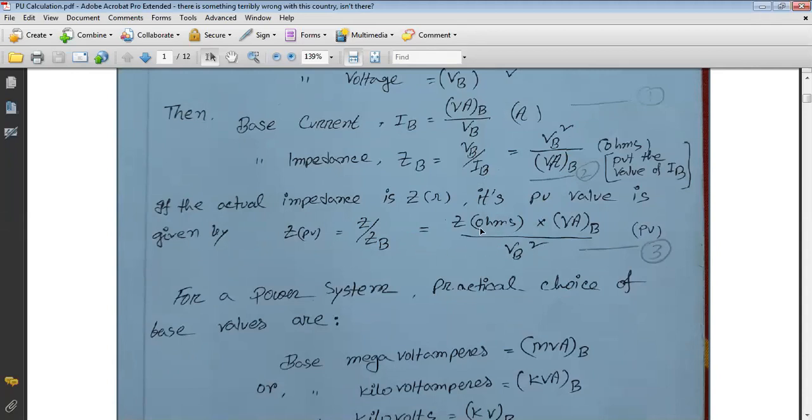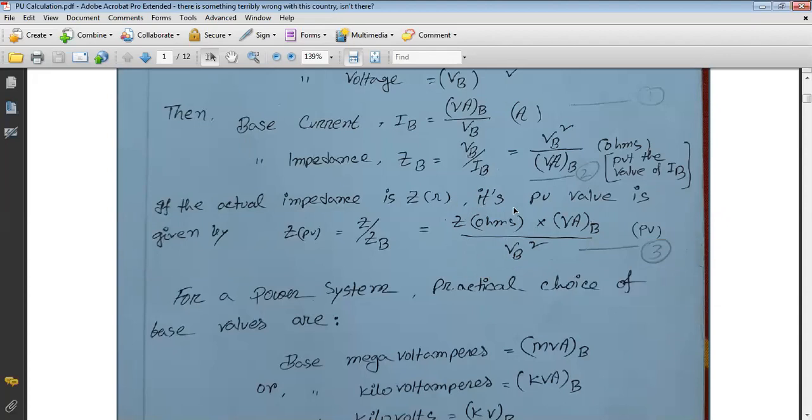So if we put the values here, then for a single circuit or single phase circuit, the per unit value of impedance should be Z, the real unit value of impedance, into the power base, that is the volt ampere, because the volt ampere is the unit of power, divided by the voltage base square. So this is the equation to find out the per unit value of impedance.